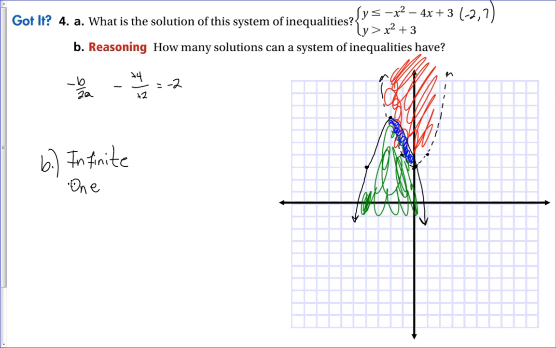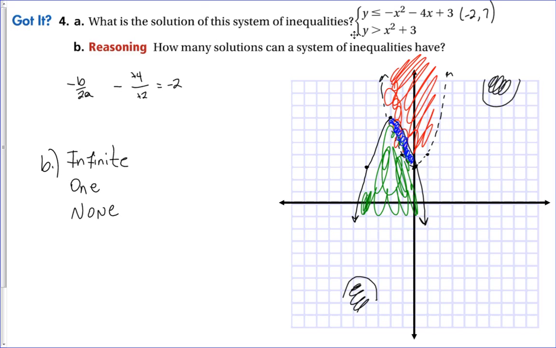Now, you can also graph a system of inequalities like this and the parabolas not touch. With the parabolas not touching, the shading doesn't overlap. For instance, if we had a parabola up here that was shaded here, and say we had another parabola down here that was shaded inside of it, the shadings would never overlap, so those would have no solutions.